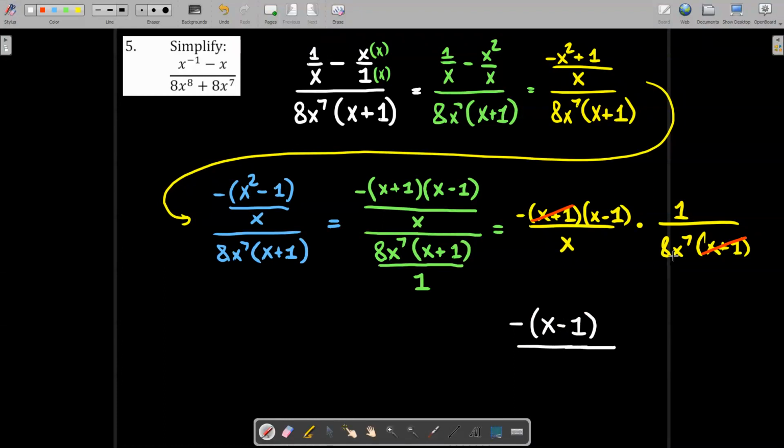And then on the bottom, we have x times 8x to the 7th, which is going to be 8x to the 8th. That's supposed to be an 8. My program's glitching a little bit. So this is as simple as we can make the original problem, and therefore this is the answer to number 5. Thank you for watching.